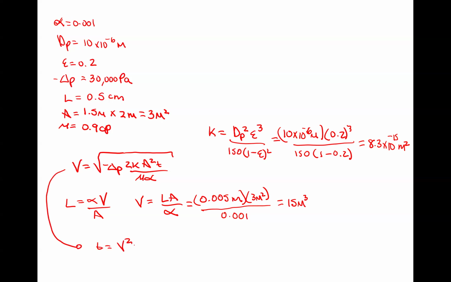Time equals V squared mu alpha over 2 times minus delta P kappa A squared. Okay. One thing that we need to do, and I'm going to do it here, is to change the units of centipoise to standard units, which is kilograms per meter second. So 1 centipoise is 0.001 kilograms per meter second.